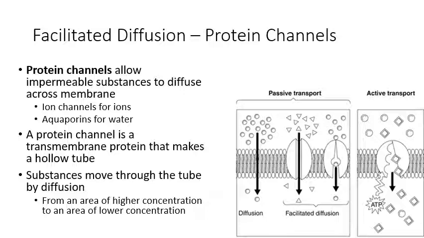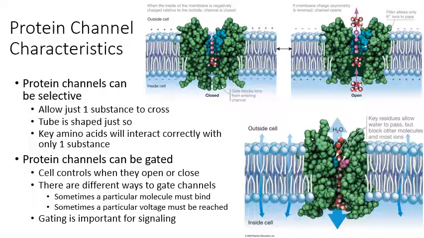And again, these substances are always moving by diffusion. So all the protein channel is doing is providing a space or a path for them to get across the membrane. It doesn't provide any energy or anything like that, just a way for them to go. So then the substances will always move through that protein channel by diffusion, which means they're going from the side of the membrane where you have more concentration of them to the side of the membrane where you have a lower concentration of them.